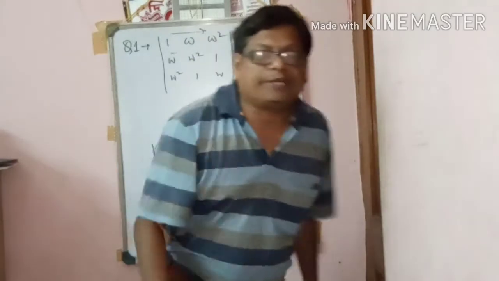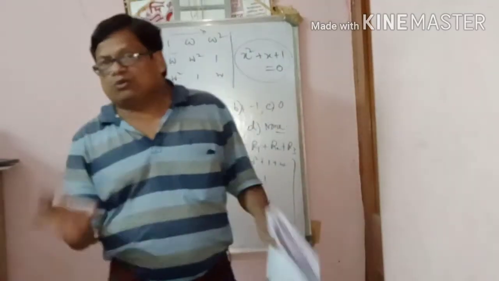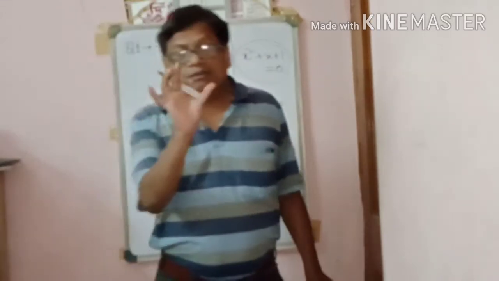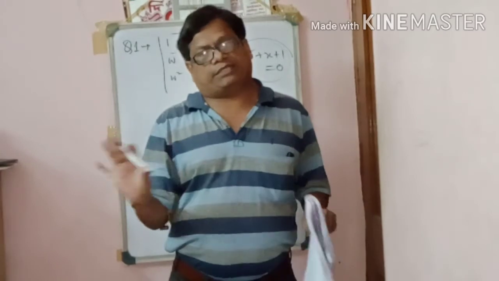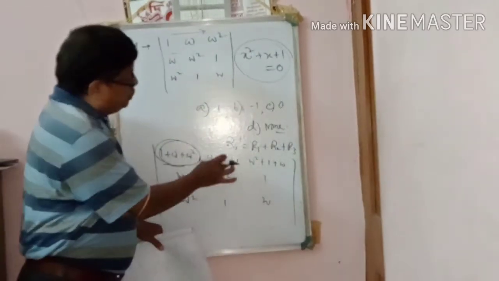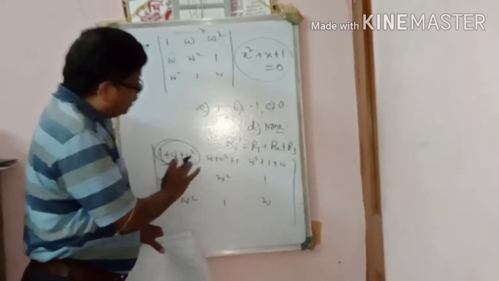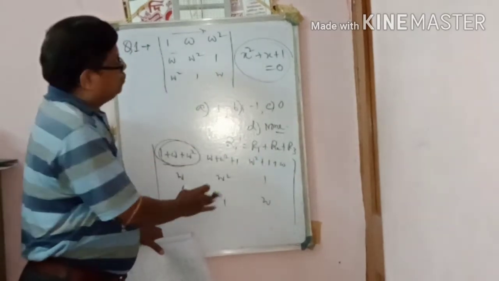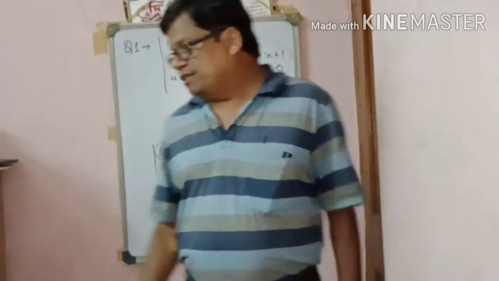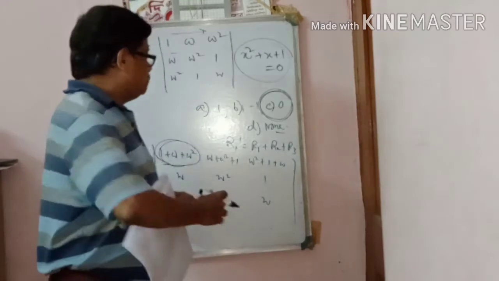According to properties of determinant, if in any one row or any one column all the elements are 0, then the value of the determinant is 0. Understood? Yes. This is 0, 0, 0, so the value of the determinant is 0. So the option is C. The answer is C.